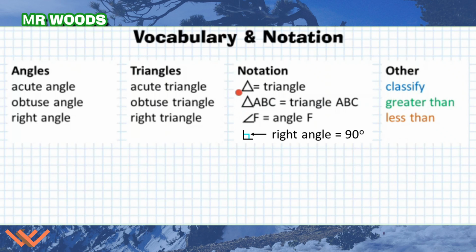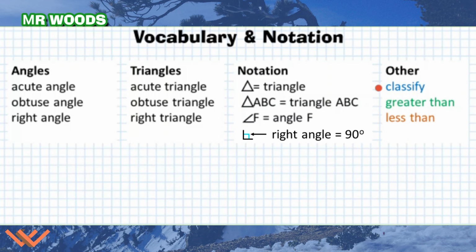Okay, here's some new notation. So we have this triangle symbol, and that equals triangle. So the triangle ABC is equal to triangle ABC. Same thing here, where we have angle F is equal to angle F, and then we have our right angle is equal to 90 degrees. And there's that little box right here.